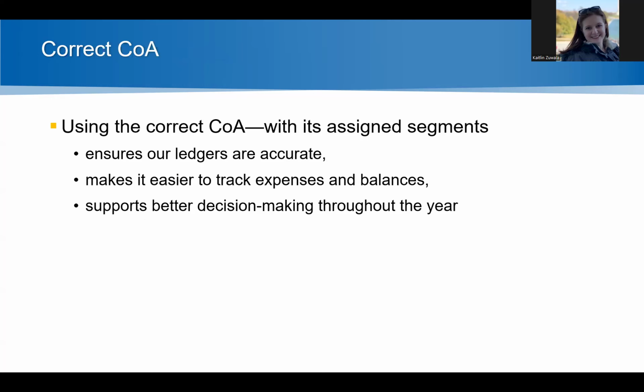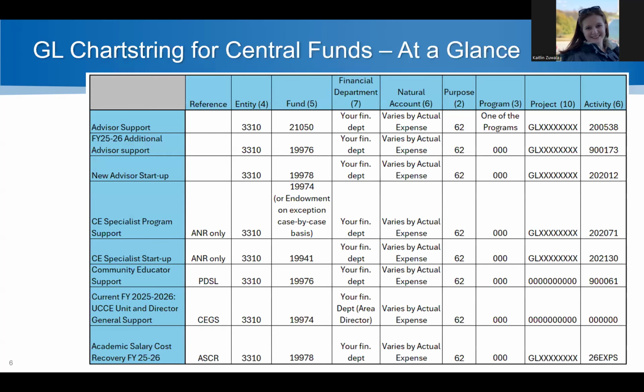And just to note, using the correct COA with its assigned segments ensures that our ledgers are accurate. It makes it easier to track expenses and balances, and it supports better decision making throughout the year. So at any point, if you have any question about if you are using the correct COA, always reach out to your business partner team and we can help you out.